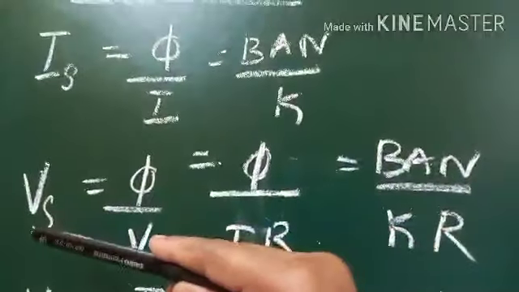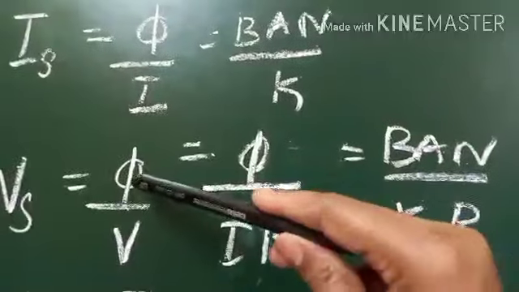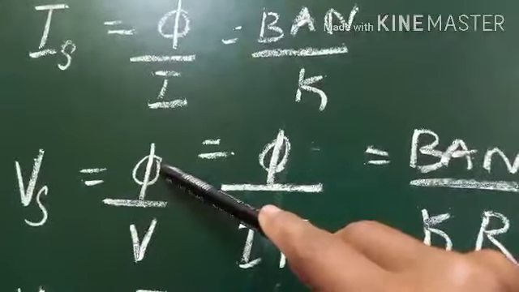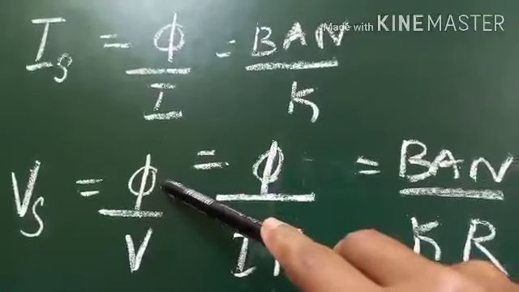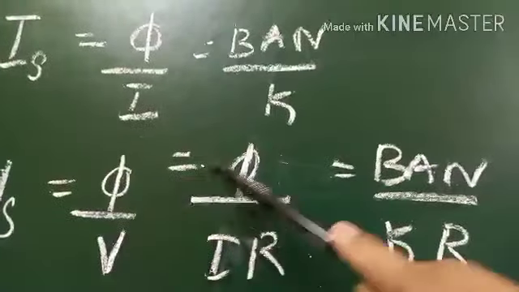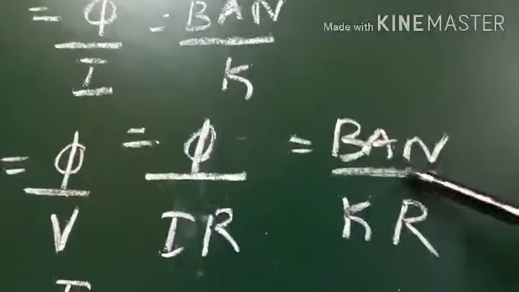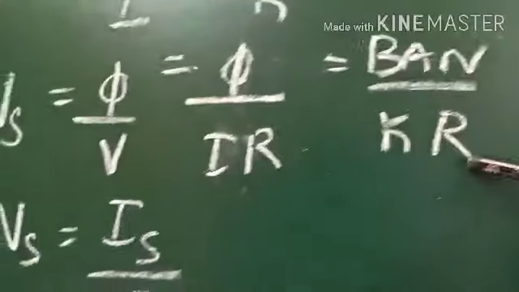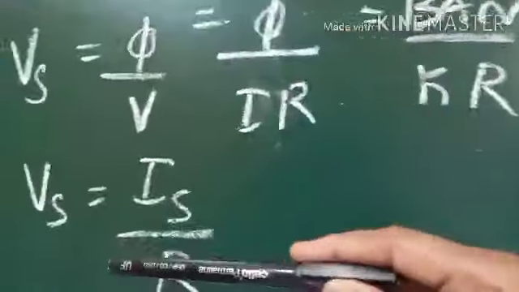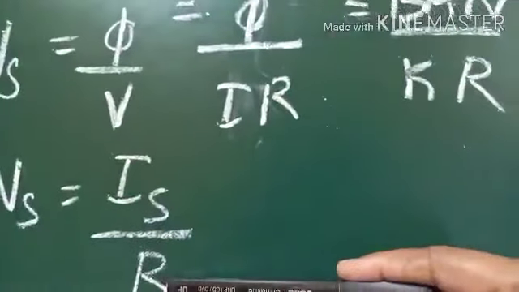Next, coming to the voltage sensitivity, denoted by Vs. We can write it as phi divided by V. That is the deflection produced in the galvanometer when a unit potential difference is applied across the ends of the galvanometer coil. Phi by V we can write as phi by IR, but phi by I is already BAN by K, so it is BAN by K divided by R. Comparing Vs and Is, we can see that Vs is equal to Is divided by R.